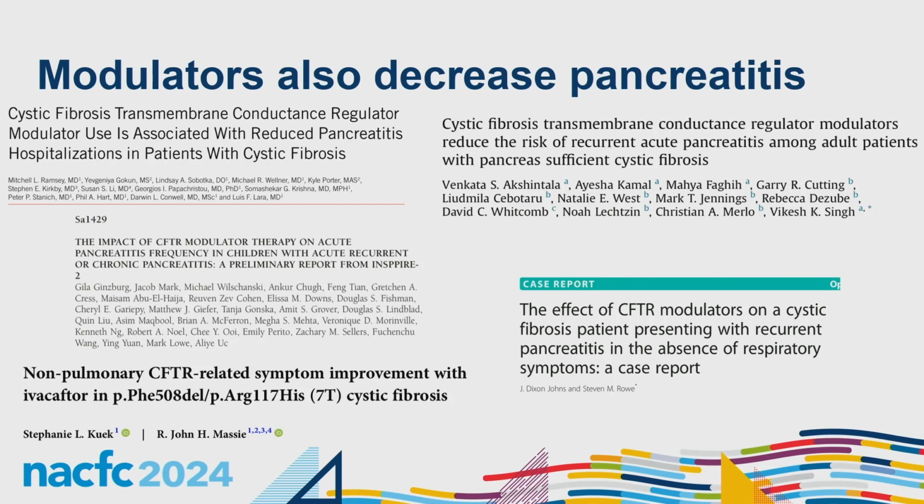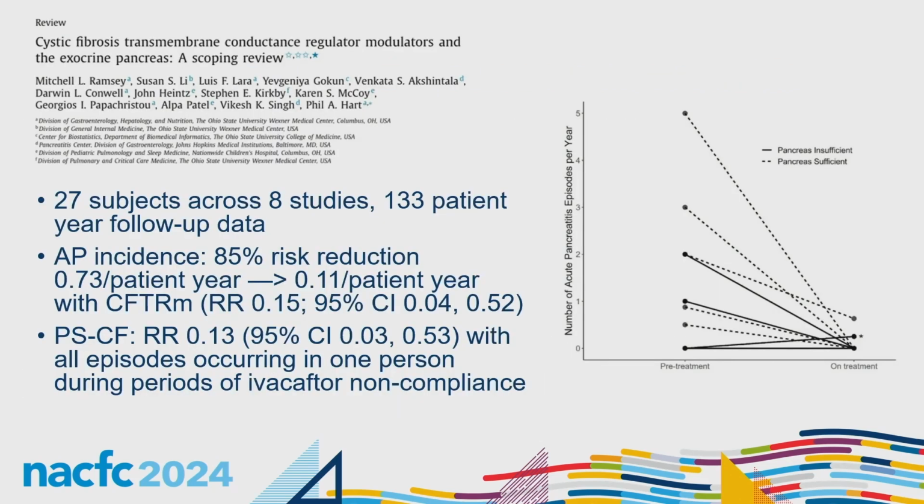But there are also many case series and studies demonstrating decreasing rates of pancreatitis on modulator therapy. In this scoping review by Ramsey et al., 27 subjects were found across 8 studies, totaling 133 patient years of follow-up data. They found overall improvement in number of acute pancreatitis episodes with modulator therapy, as shown in the figure on the right. To break it down, they found an 85% risk reduction in incidence of acute pancreatitis from 0.73 per patient year down to 0.11 per patient year with modulator use.